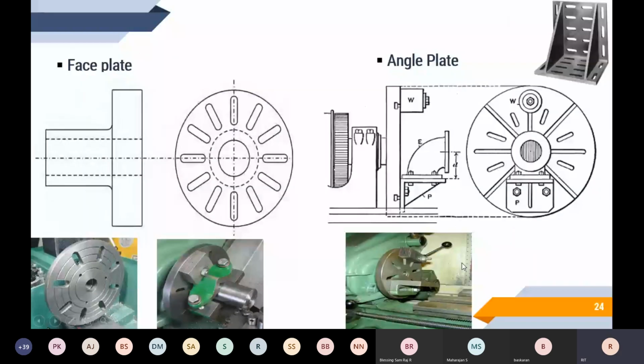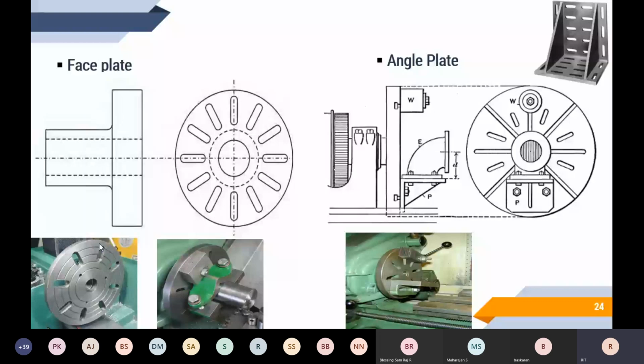And then the face plate. The face plate is used to hold large, heavy, and irregularly shaped workpieces, which cannot be conveniently held between the centers. That type of job we have to set by using the face plates. It is a circular disc bored out and threaded to fit the nose of the lathe spindle.